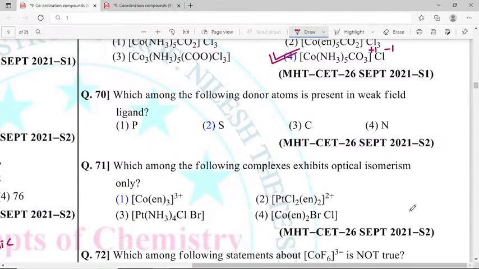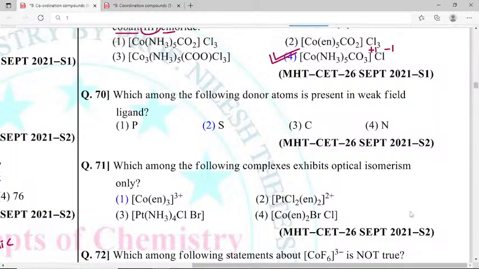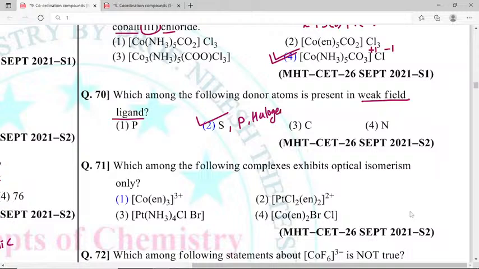Which among the following donor atoms is present in a weak field ligand? So weak field ligands contain sulfur, then phosphorus, and halogens, and the remaining are strong field ligands.